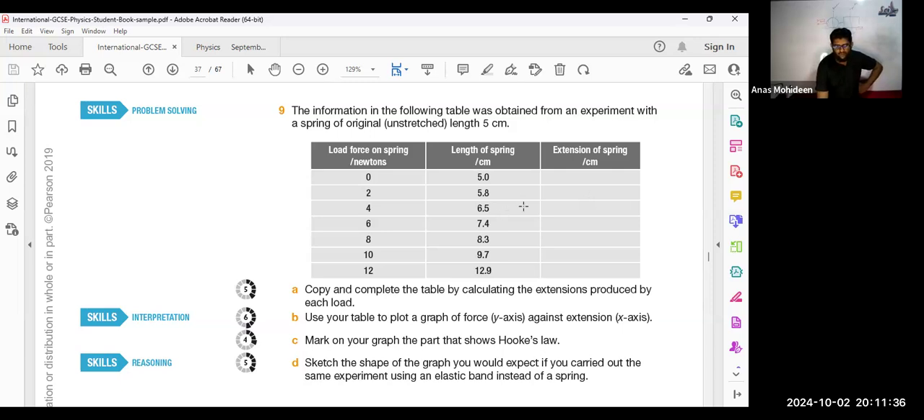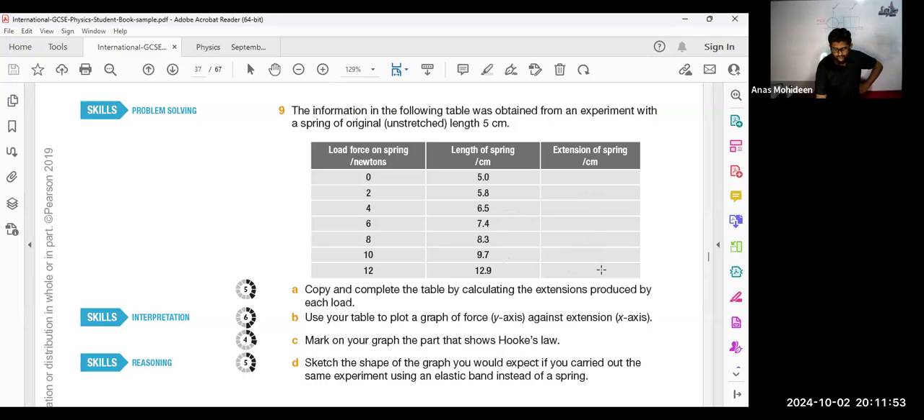The third one, 1.5. And the fourth one, 7.4 means 2.4. And then 3.3, 4.7, 7.9. Likewise, it is increasing. That is the extension. How much it has increased from the original length?